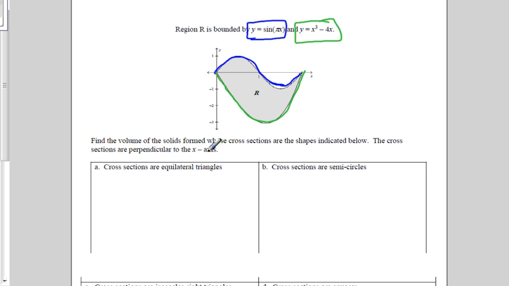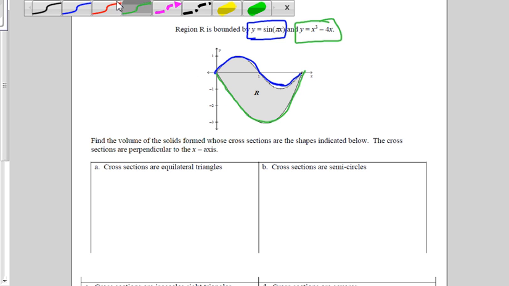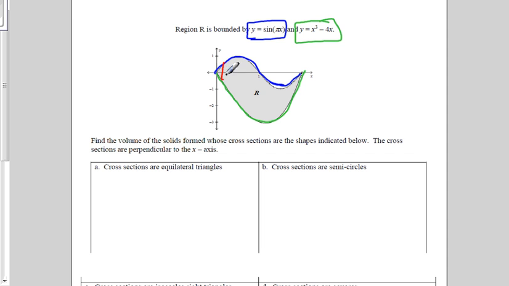So find the volumes of solids formed whose cross sections are the shape indicated below. The cross sections are perpendicular to the x-axis. Okay, so they're all perpendicular, and you build up a square, build up a semicircle, whatever. So this is what they mean by perpendicular to the x-axis. Again, that's really an infinite number of them. I drew a little bit wider over here.